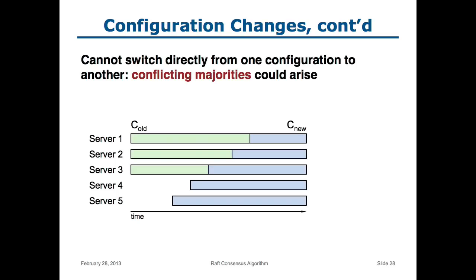Now, it's important to realize that we can't just switch directly from an old configuration to a new configuration. To see that, let's look at the example at the bottom of this slide. Suppose the system is running in a configuration where there are three servers, and then we want to add two more servers so that afterwards there will be five servers in the cluster.